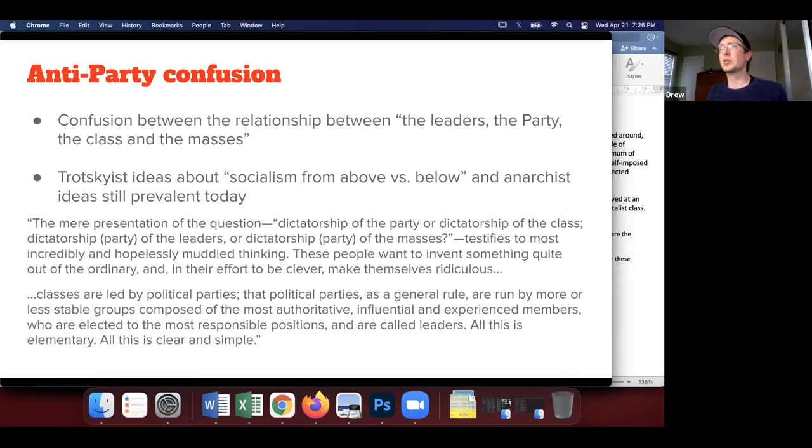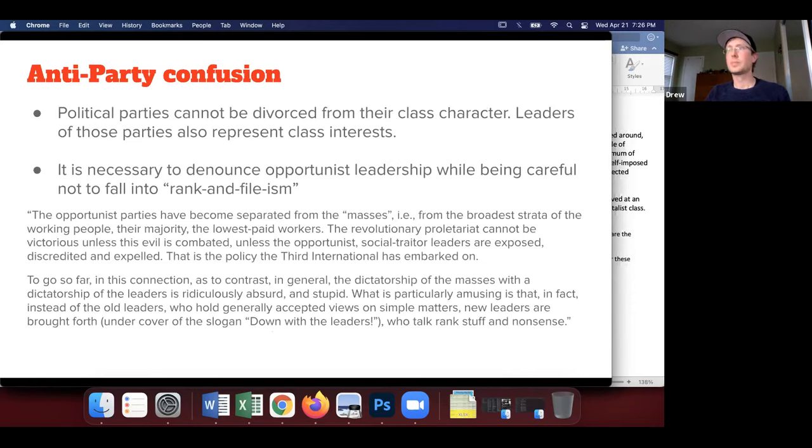Lenin goes on to focus on anti-leadership ideas. He notes that Marx and Engels denounced leaders from the labor aristocracy, and that it is now necessary to denounce the leadership of the Second International. That's what became the Social Democratic International. The problem is not denouncing specific leaders worthy of denunciation, but to denounce all leaders. An absolute anti-leadership orientation in the labor movement is sometimes called rank and fileism today. Lenin outlines the need to denounce treacherous leadership while not falling into anarchism.